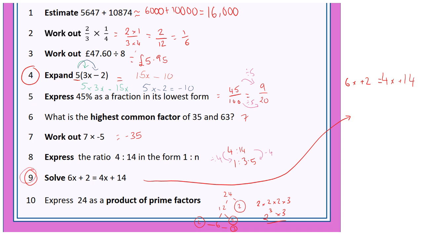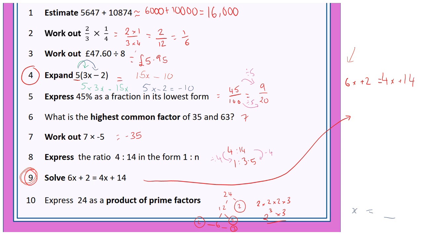The last one I'm going to go through is question 9. I've written it over here, so we've got a bit more room. So we need to end up with x equals, and then a number. That's what it means to solve. So if you remember, the first step we've got to do is get all of the x's on one side and all the numbers on the other side.